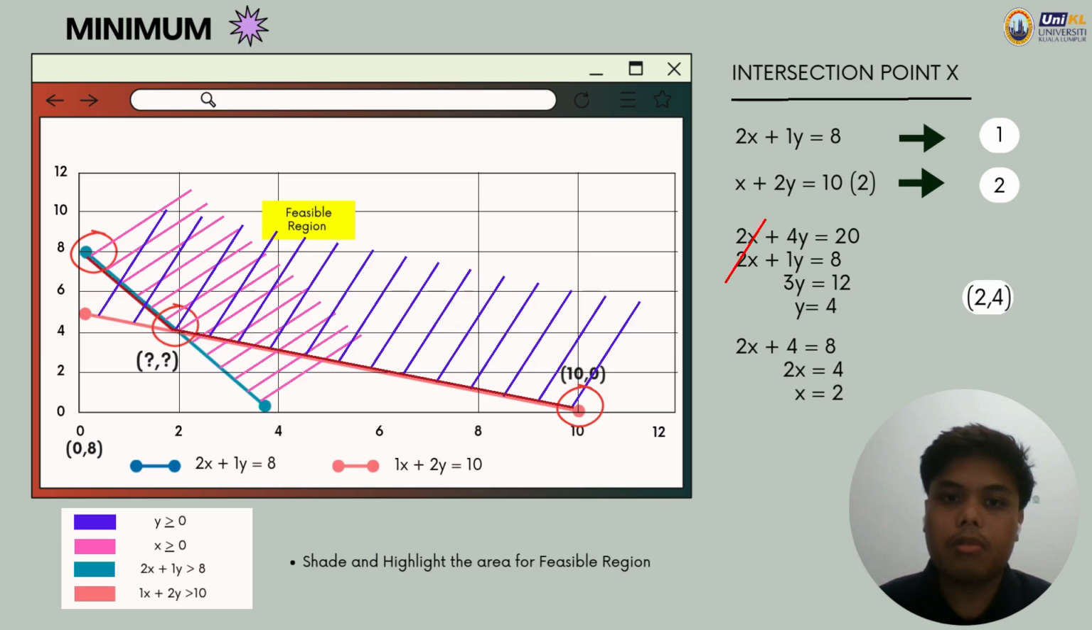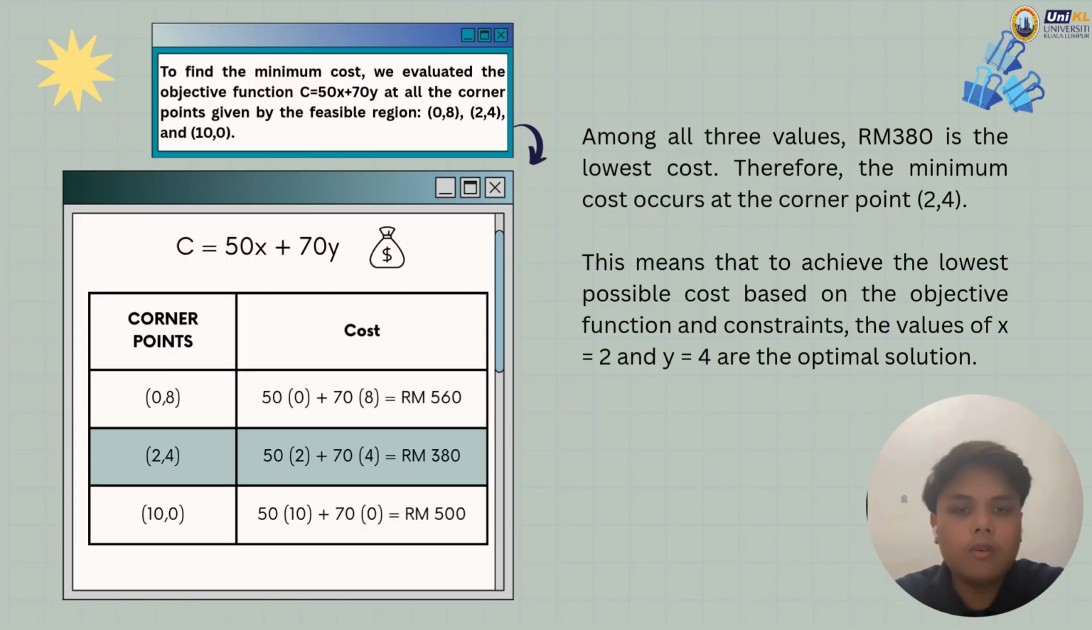Step number 5, objective function. Now that we have the corner points, we use the objective function which will be given in the full problem, like minimize z equal 50x plus 70y, to plug in these values and find which point gives the minimum value. Now that we found the feasible region and its corner points from the previous slide, it's time to find the minimum cost using an objective function.